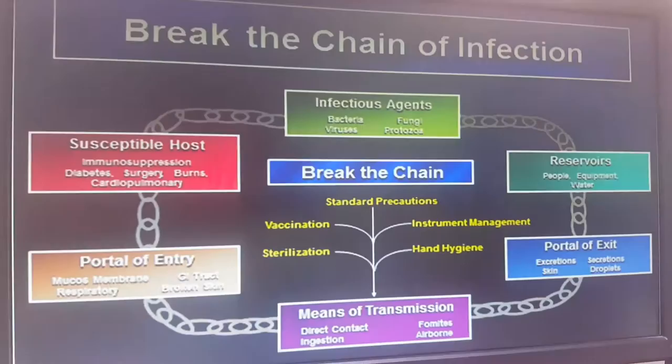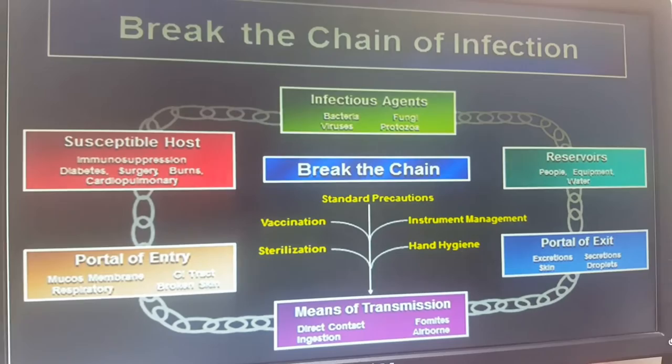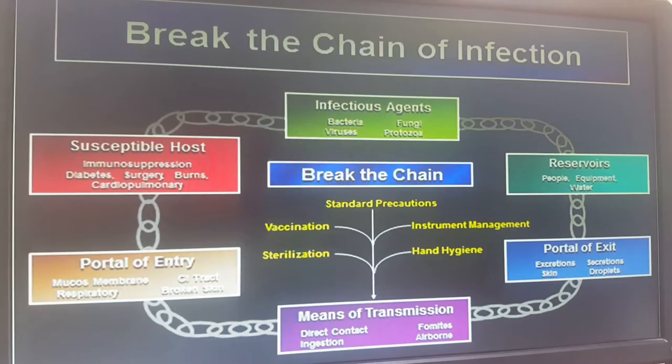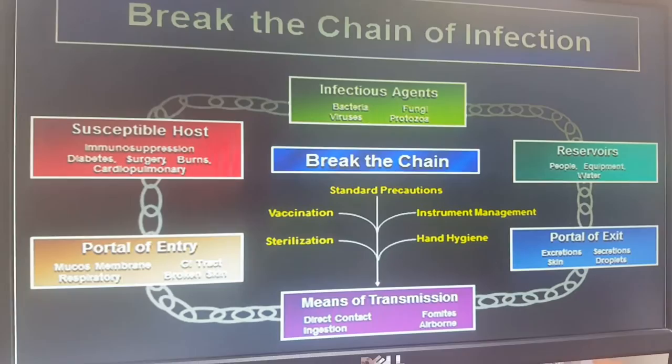Okay, the chain, you see, starts with the infectious agent. It may be bacteria, fungi, viruses, or protozoa. Then it goes to the reservoir, maybe people, equipment, or water, and there is a portal of exit: excretions, secretions, or droplets, through the respiratory tract, gastrointestinal tract, broken skin, or mucous membrane. So at the means of transmission, at this point, you can break the chain.